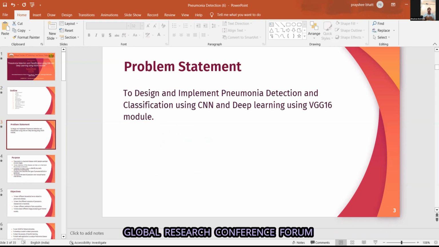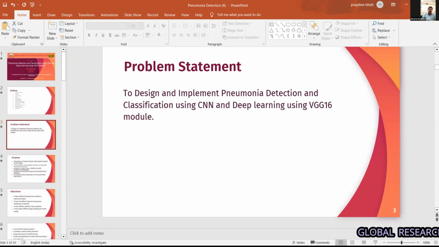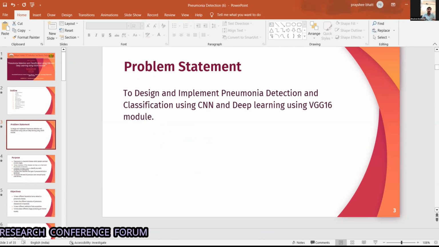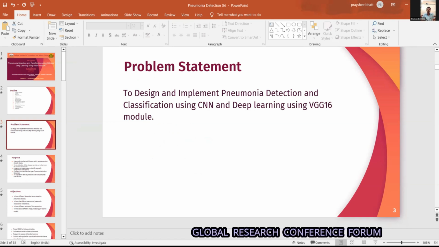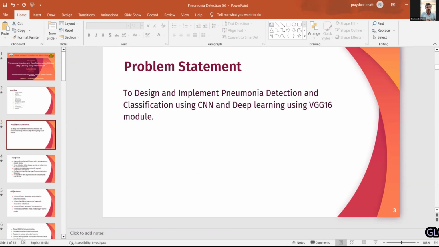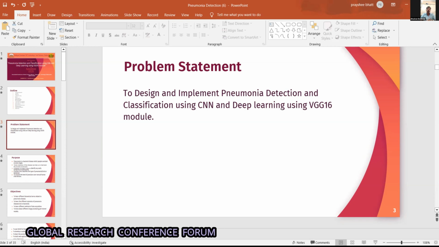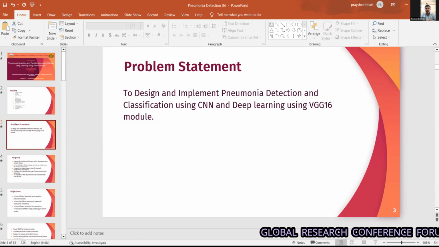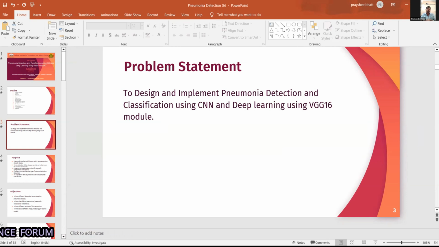Problem statement: when you think about pneumonia detection, in the pandemic situation there is a problem, because both COVID-19 and pneumonia give the same symptoms. So there is a challenge in analyzing who is affected with COVID and who is affected with pneumonia. For that purpose, we planned this analysis and generated this problem statement, and we are working on that: to design and implement pneumonia detection and classification using CNN and deep learning using the VGG16 model.